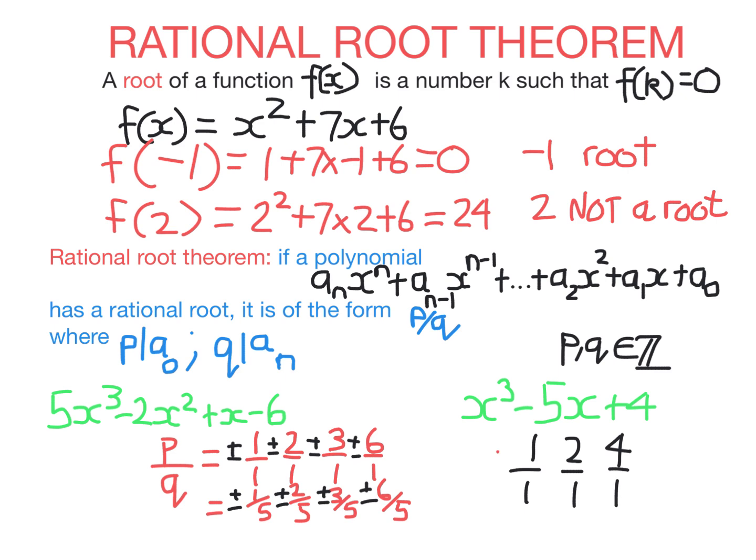So these are our options for a rational root. It can be positive or negative 1, positive or negative 2, positive or negative 4. There are only 6 possibilities. So if I want to find a root of this polynomial here, I don't need to check a trillion different possibilities. I just need to check these ones, positive and negative 1, 2, and 4. If there is a rational root, it will be one of these. It may not have a rational root, but if it does, it is going to be one of these.